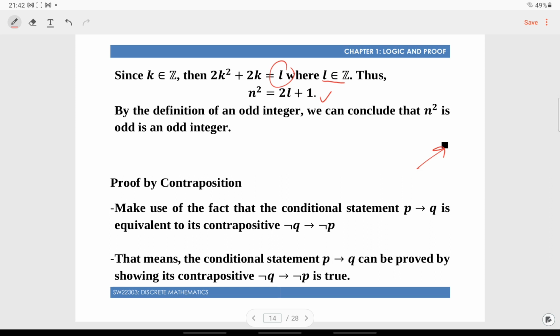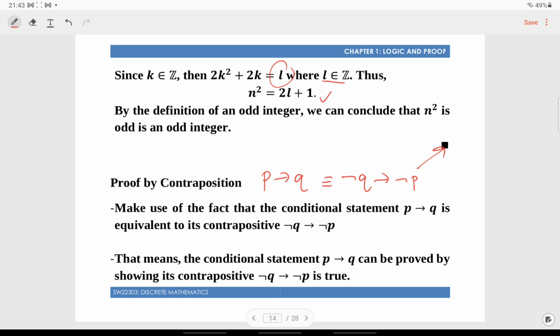Okay, so now we move to the proof by contraposition. So make use of the fact that the conditional statement if P then Q is equivalent to its contrapositive, if not Q then not P. Okay, so these two statements are equivalent. If P then Q is equivalent with if not Q, then not P. So what does it mean? That means the conditional statement if P then Q can be proved by showing its contrapositive is true.